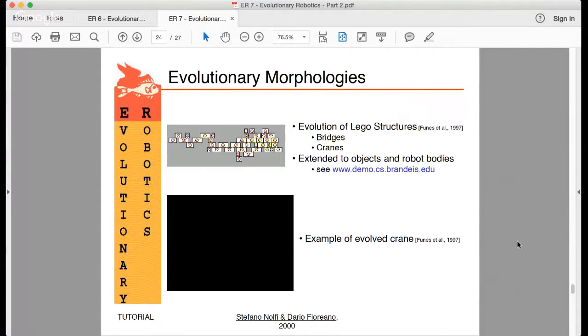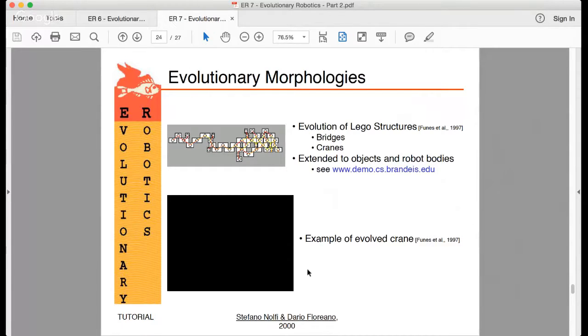Evolutionary morphologies. In the top part of this slide, you can see evolution of Lego structures. You can see some bridges and cranes. It was extended to objects and robot bodies. You can use this link to see the demo.